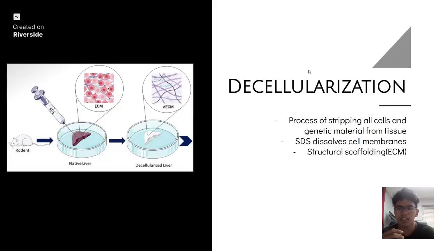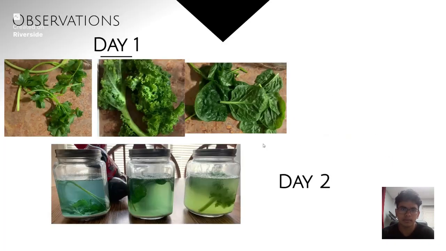So decellularization is the process of stripping cells and genetic material from tissue. You can see that through this liver diagram here, where the cells are removed, leaving behind the extracellular material, which is the structural scaffolding. So these are my observations that I made myself.